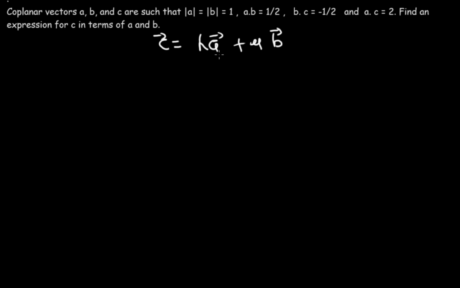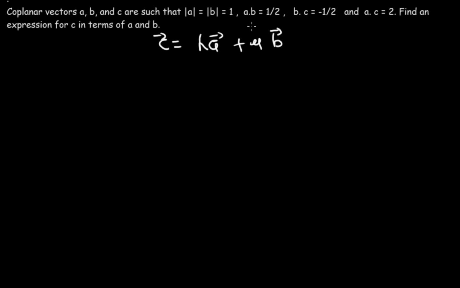Now, we can equally relate these three vectors as A equals lambda C plus mu B. But we've been told that we are to find an expression in terms of C. Therefore, the first equation is the most ideal equation to use.